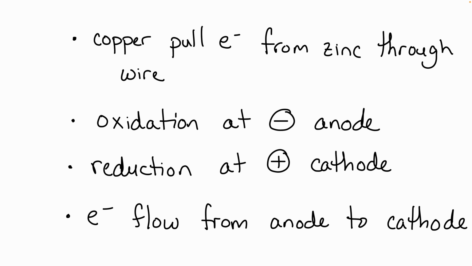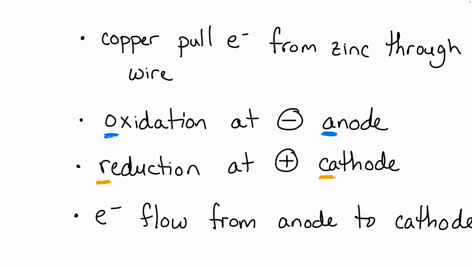All right. This is not the greatest way to do this, but for me, I remember this because both oxidation and anodes start with vowels, and reduction and cathode both start with consonants. I don't know, I'm a weird alphabet guy sometimes. Sometimes that stuff helps. All right, so oxidation takes place at the negative end of our battery, our anode.